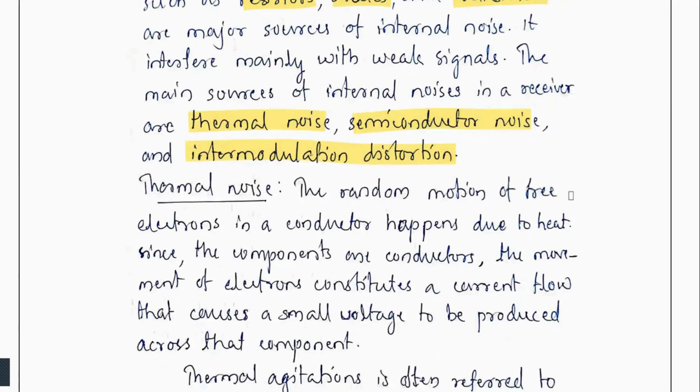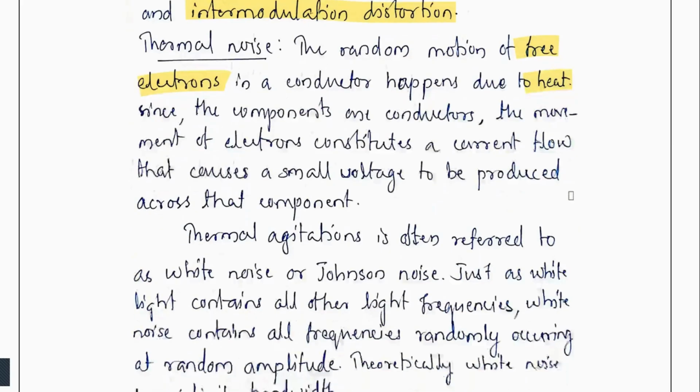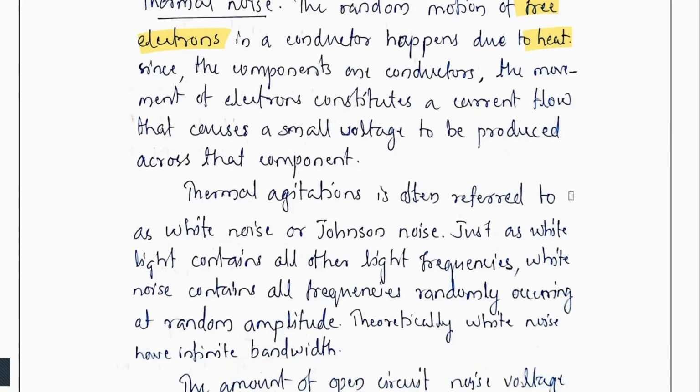So first, thermal noise. The random motion of the free electrons in a conductor happens due to the heat. Since these components are conductors, the movement of these electrons constitutes a current flow that causes a small voltage to be produced across the component. Thermal noise is often referred to as white noise or Johnson noise.